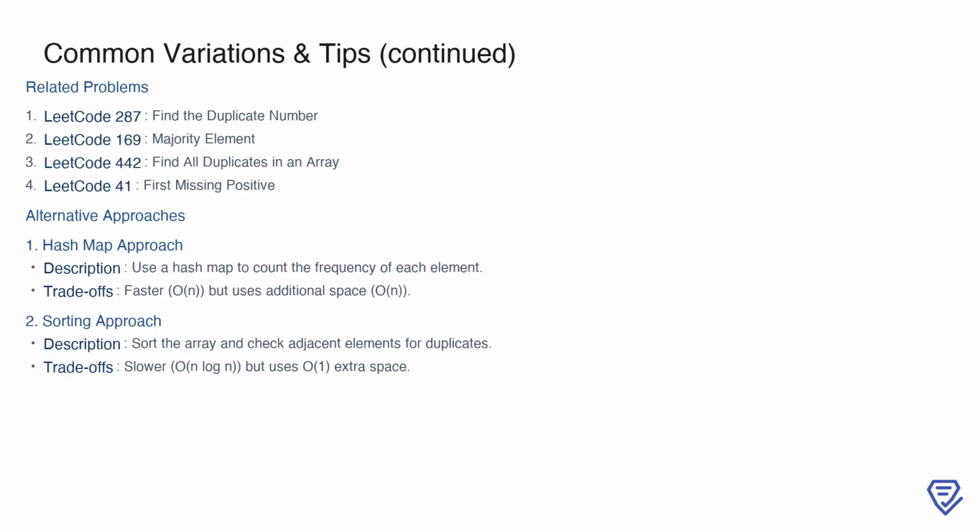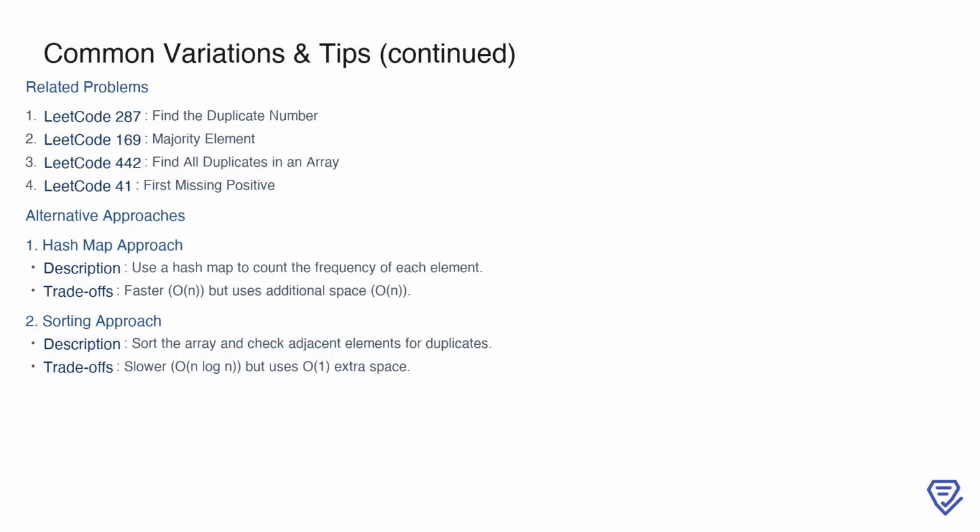Now, let's look at some related problems that share similar concepts. For instance, LeetCode 287, Find the Duplicate Number, or LeetCode 169, Majority Element, involve identifying repeated or dominant elements in arrays. LeetCode 442, Find All Duplicates in an Array, and LeetCode 41, First Missing Positive, also require careful handling of arrays and constraints. Exploring these problems can deepen your understanding of common patterns and techniques.